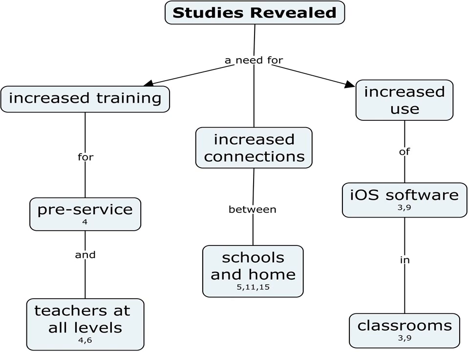Analysis of the 15 studies revealed specific needs in relation to technology supports for students with special needs and disabilities. A need for increased technology training for pre-service teachers as well as active teachers at all levels was an identified need. Increased connections between schools and the home was identified as a need to promote consistent technology exposure and use among the student population. And finally, an increase in the exposure and use of Apple operating system devices and applications in the classroom was identified as a key need in relation to technology supports for students with special needs and disabilities.